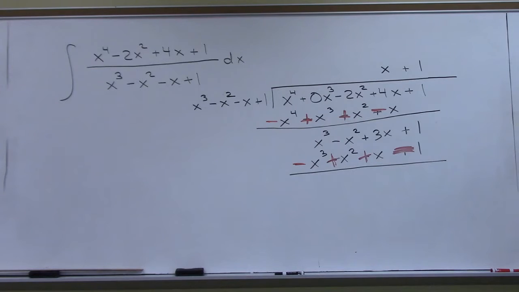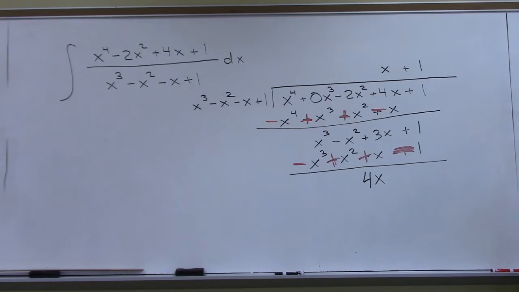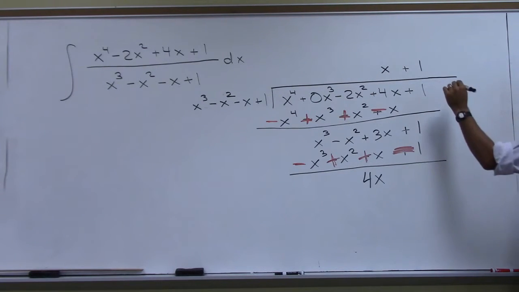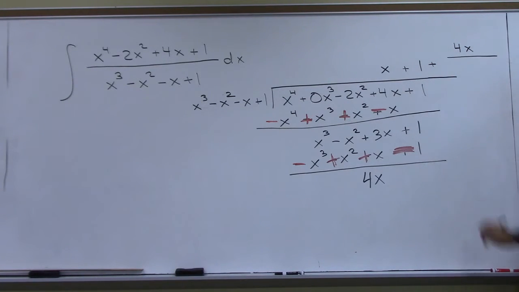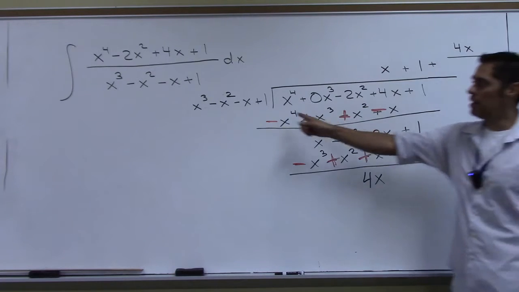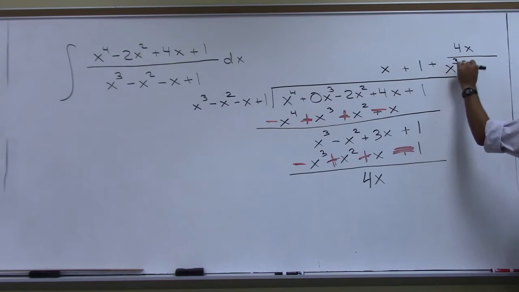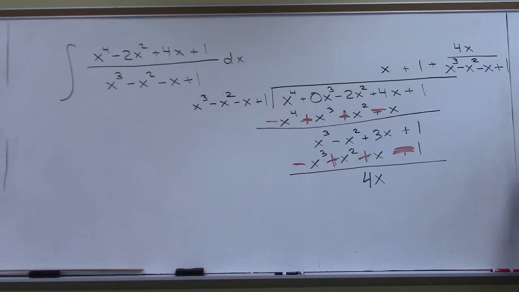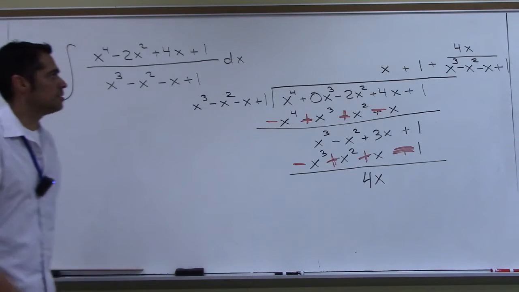What's left? 4x, that's it? And we cannot turn x cubed into 4x, so we're ready for our remainder. Plus the remainder over the divisor, which is everything here. I'm going to run out of room here, but I think everyone understands what goes there.